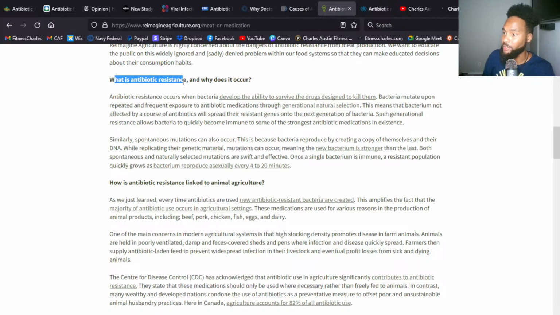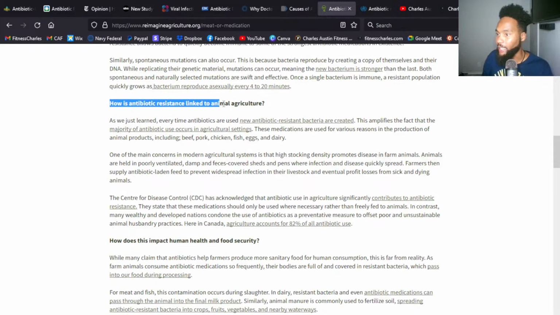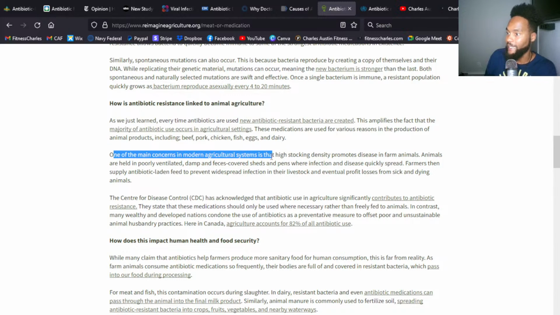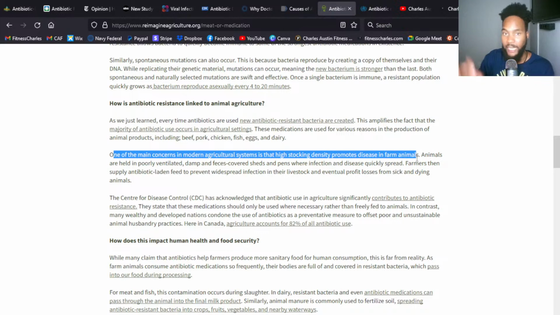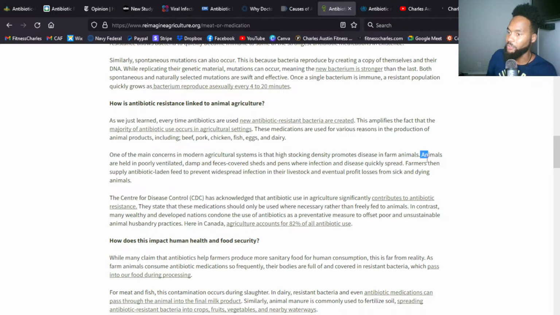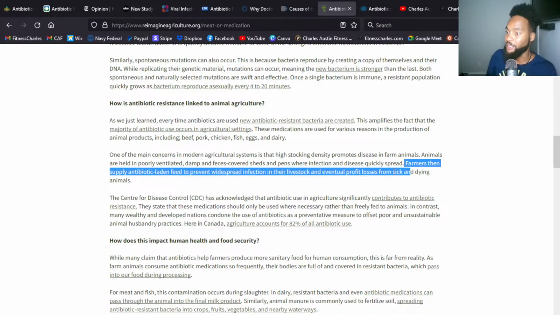So again, why does antibiotic resistance, we already covered that. So how is antibiotic resistance linked to animal agriculture, right? Okay, so one of the main concerns in modern agricultural systems is that the high stocking density promotes disease in farm animals. What they're talking about is what I just described. The animals live on top of each other, on top of each other. So if one animal gets sick, they're so close in proximity, those infections spread like wildfire, right? So again, animals are held in poorly ventilated, damp, and feces-covered sheds and pens where infection or disease quickly spread. Farmers then supply antibiotic-laden feed to prevent widespread infection in their livestock and the eventual profit losses from sick and dying animals. So I kind of laid it out for you already.